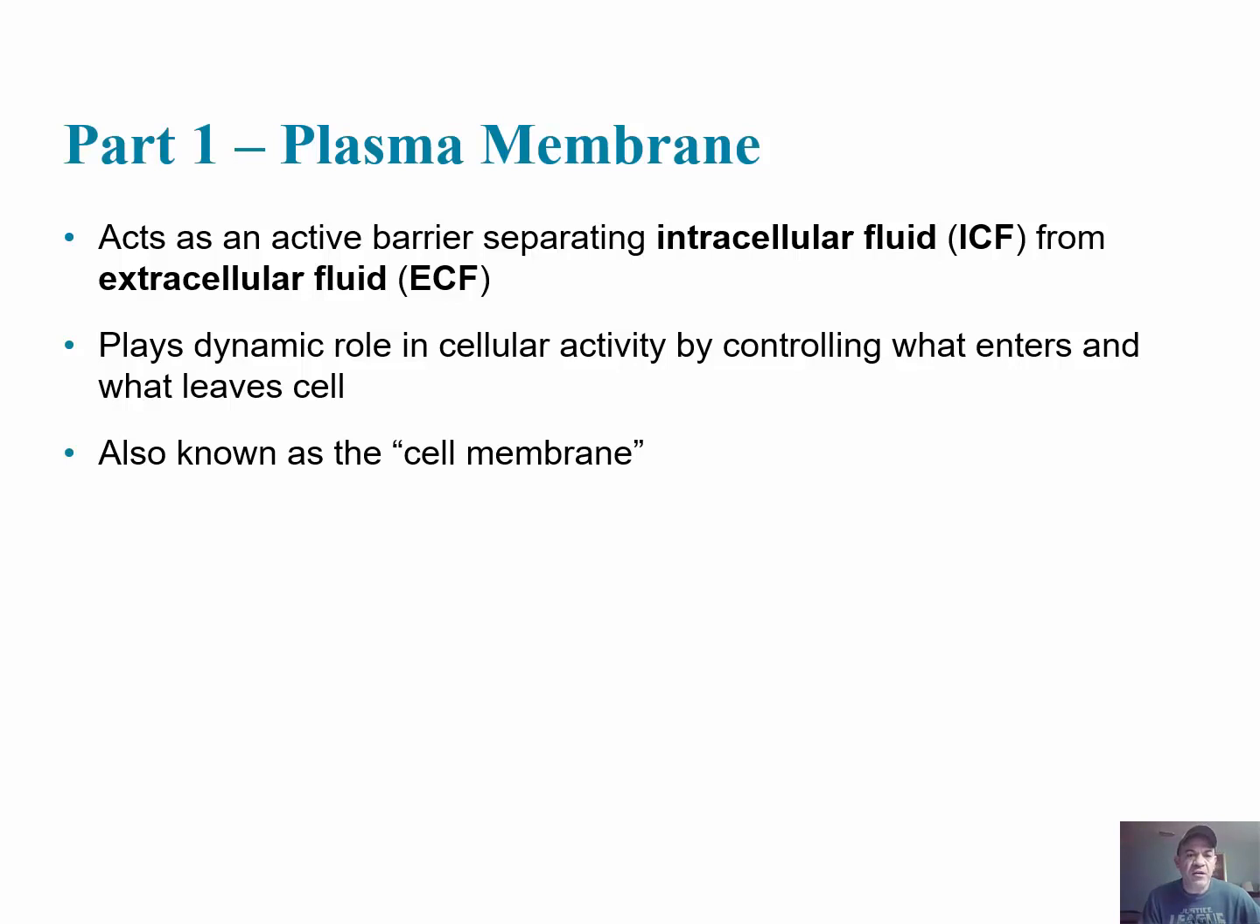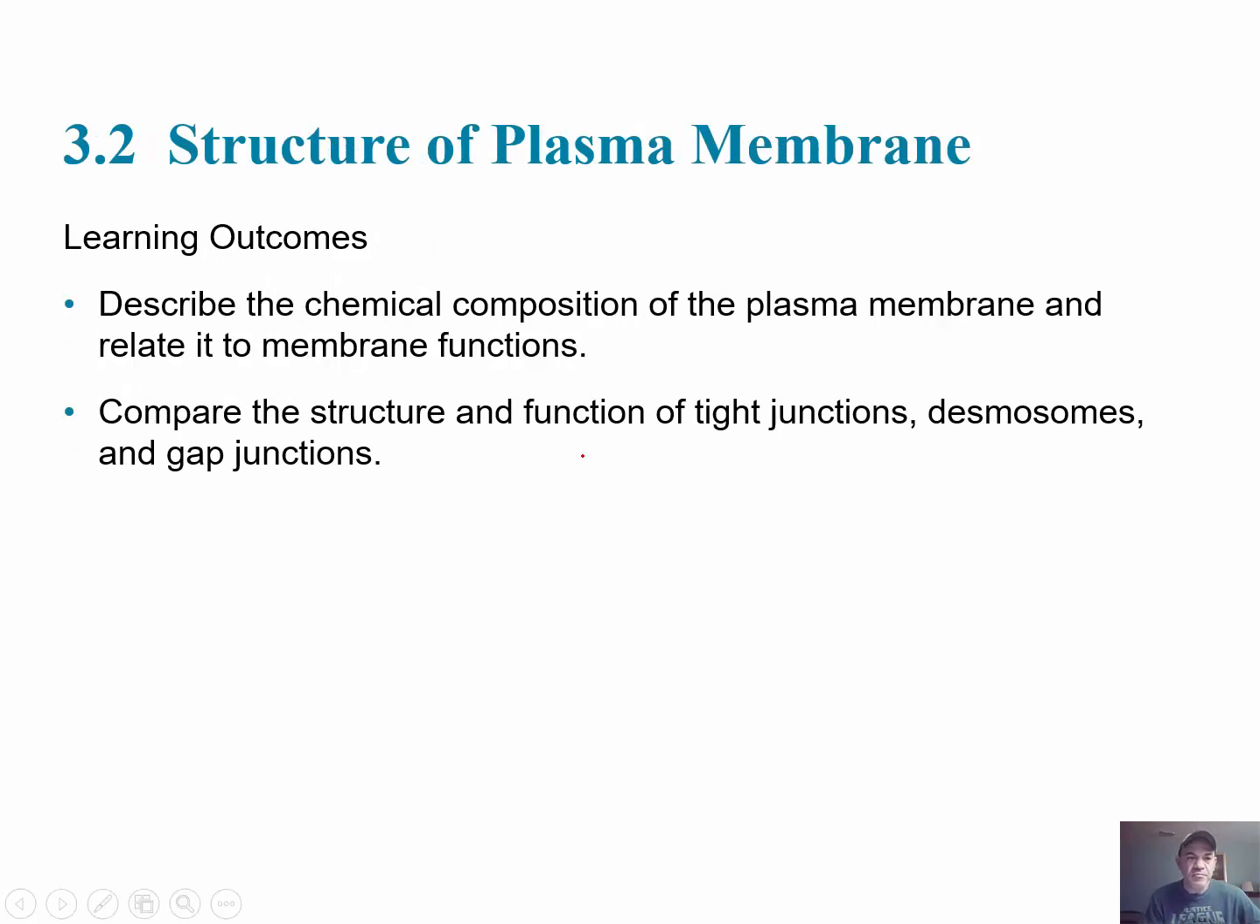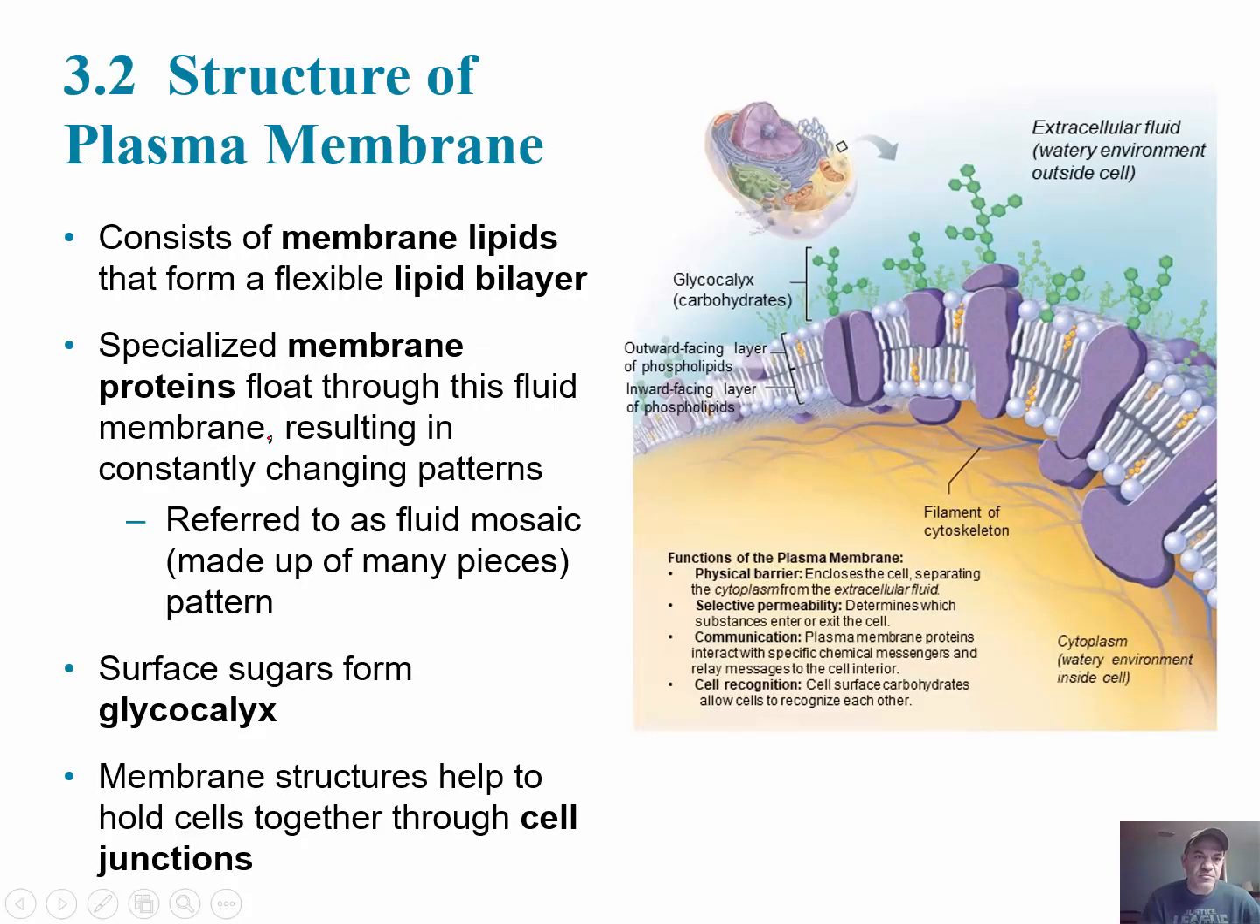So part 1 of chapter 3 covers the plasma membrane. And the plasma membrane acts as an active barrier, separating the intracellular fluid from extracellular fluid. It's going to play a basic role in cellular activity by controlling what enters and what leaves, and we also will refer to it as the cell membrane. The learning outcomes for section 3.2 include to describe the chemical composition of the plasma membrane and relate it to the membrane functions, and then compare the structure and function of tight junctions, desmosomes, and gap junctions.